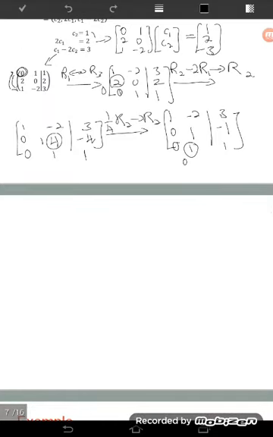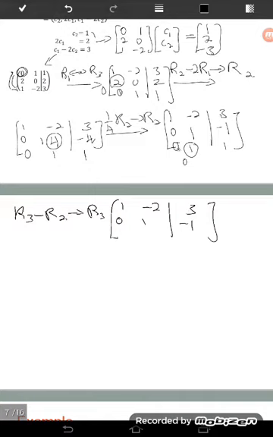Okay, so to make this one become 0, I use row number 3 minus row number 2 and put back at row number 3. Okay, so I have here 1, negative 2, 3, 0, 1, negative 1. Okay, so 0 minus 0 is 0. 1 minus 1 is 0. Then 1 minus negative 1 becomes 2. Okay, so you can see here the row number 3 is 0, 0, 2.